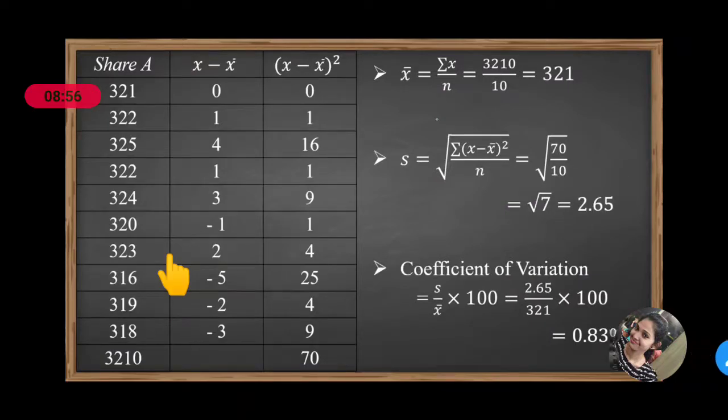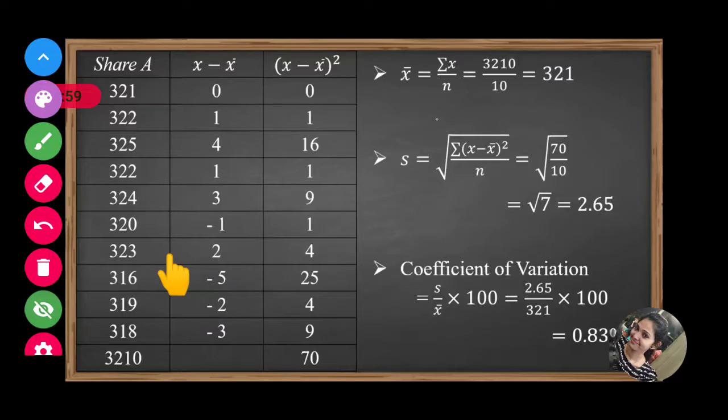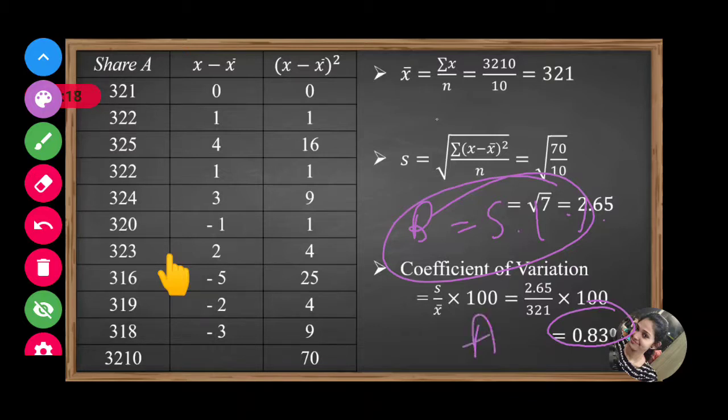Here you can see share A's variation is 0.83% and share B's is 5.1%. Which is more variative? Share B. So the relative variation of share B is more than share A. That is the answer we have to write down. This is for share A, the answer is 0.83%, and we found for share B our final answer is 5.1%. So we can say that share B is more relatively variative.